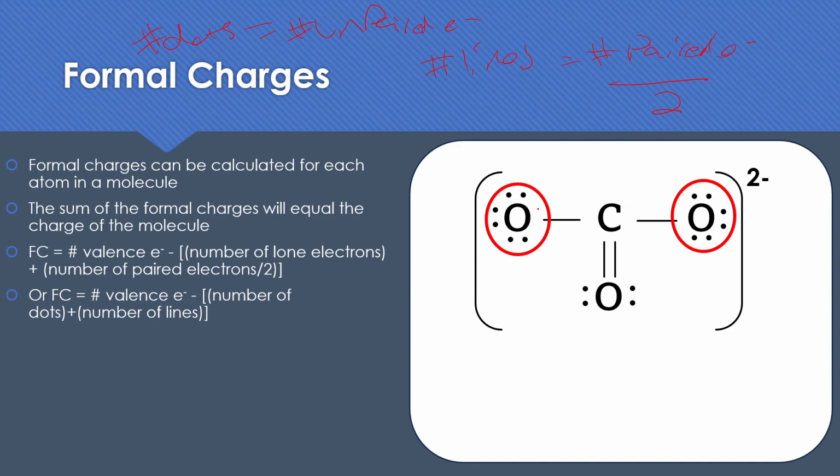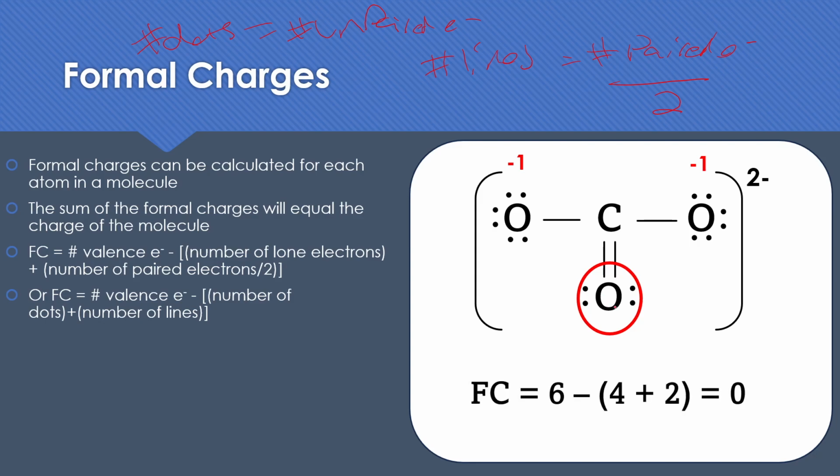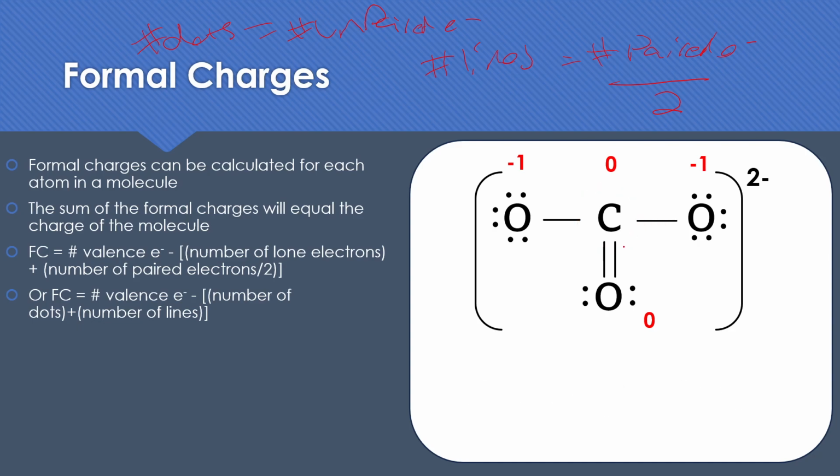So we go, boom. Okay, oxygen, 6 valence electrons. 6 minus 1, 2, 3, 4, 5, 6, 7. That's going to be a minus 1. This oxygen, 6 minus 1, 2, 3, 4, 5, 6. That's going to be a 0. 6 minus 6 is 0. And then carbon, 4 minus 1, 2, 3, 4. Formal charge of 0. So I would highly commend this method to you because it's very straightforward. So as you can see, the sum of the formal charges, 0 plus minus 1 plus minus 1 is equal to minus 2. So the sum of the formal charges equals the charge on the molecule.